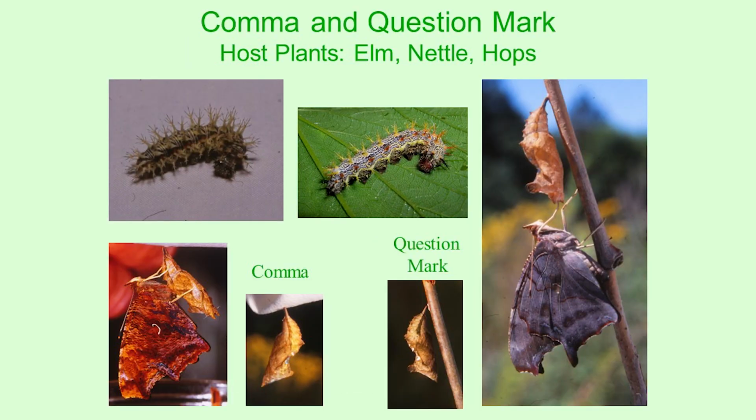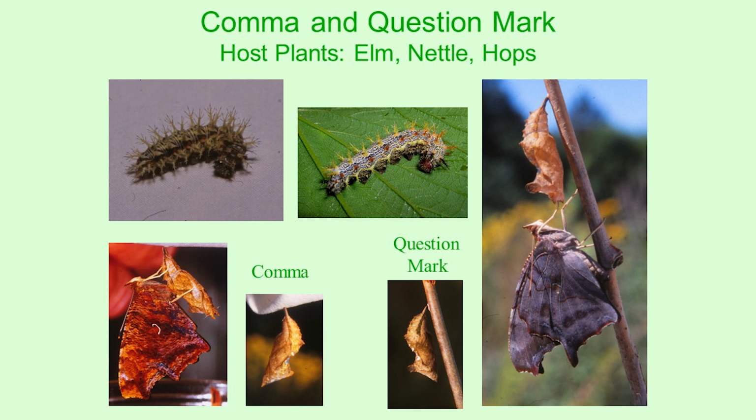And here we have two butterflies, the comma and the question mark. The host plants are elm, nettle, or hops. We call them angle wings because they have the kind of jagged edges to the wings. And while the colors are different, they both have these little spiky spines. And you can tell the comma because it has that little white mark on the wing that looks like a comma.